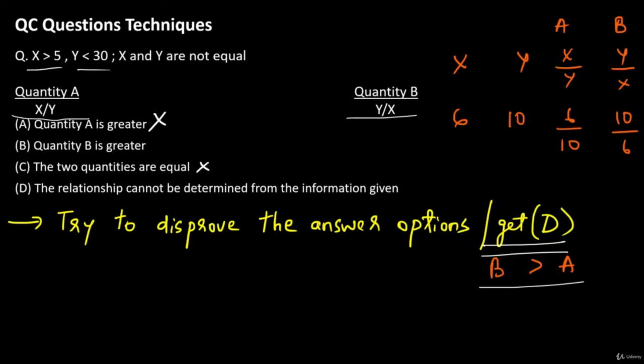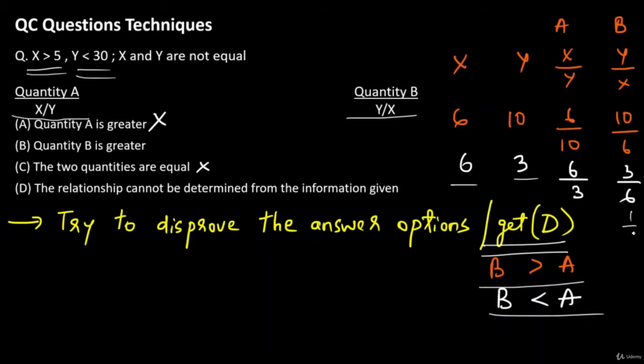All right, now let's plug in the values x as 6 and y as 3. If x is 6 and y is 3, quantity A is 6 by 3 and quantity B is 3 by 6. And you can see that x is greater than 5 and y is less than 30. So the conditions are also satisfied. Now in this case, B is less than A, right? B is just 1 by 2 and A is 2. So B is less than A, and therefore the correct answer to this question is option D.